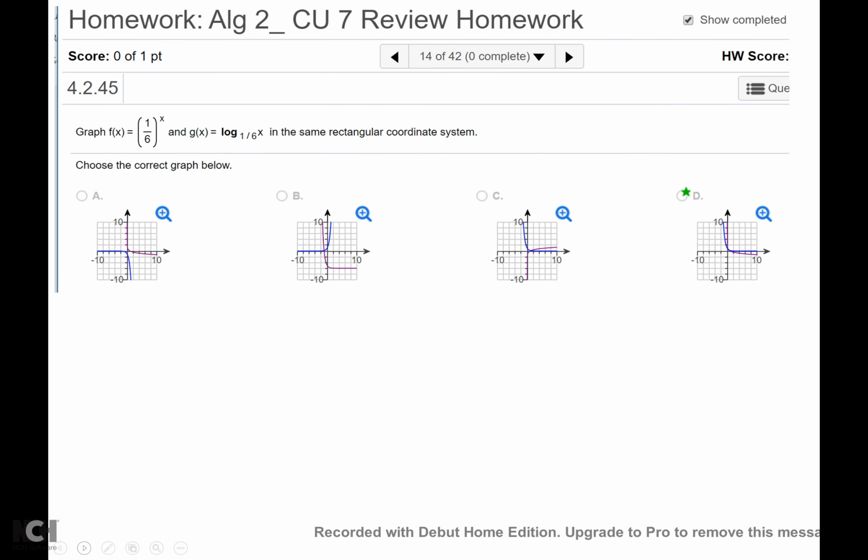Alright. Again, these are going to be inverses. Well, the easiest way to tell is look at where they intersect, and right there they intersect, so it's got to be D.